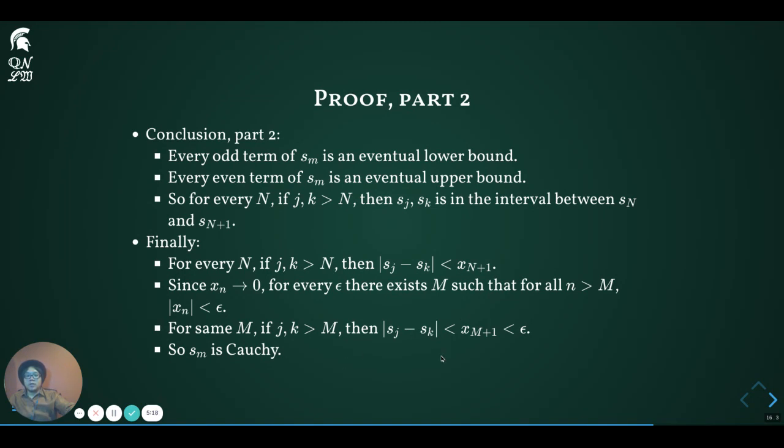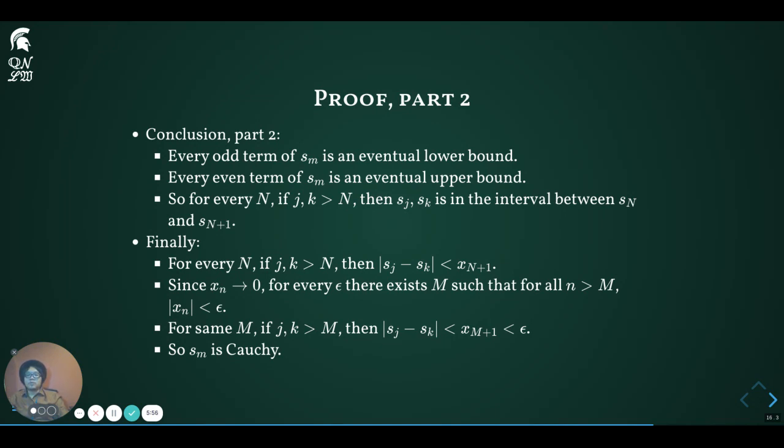These also show that for any capital N, if j and k are terms that happen later than N, both s sub j and s sub k sit in the interval between s sub N and s sub N plus 1. Since the distance between s sub N and s sub N plus 1 is exactly the term x sub N plus 1, this tells us that for every N, any two future terms of the sequence of partial sums differ by no more than x sub N plus 1.